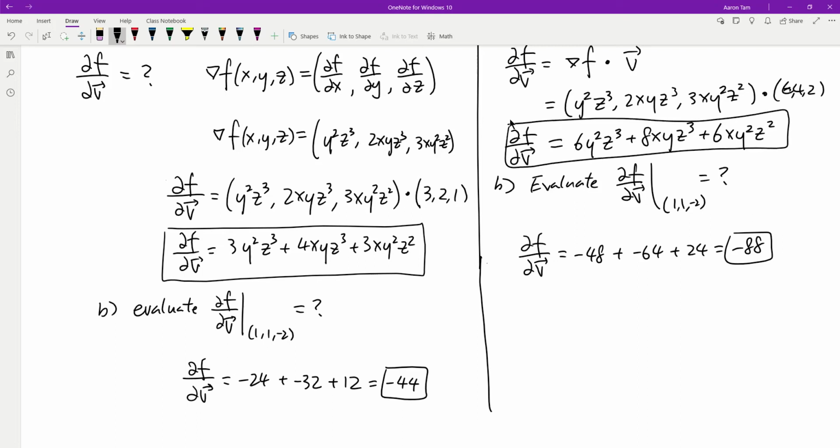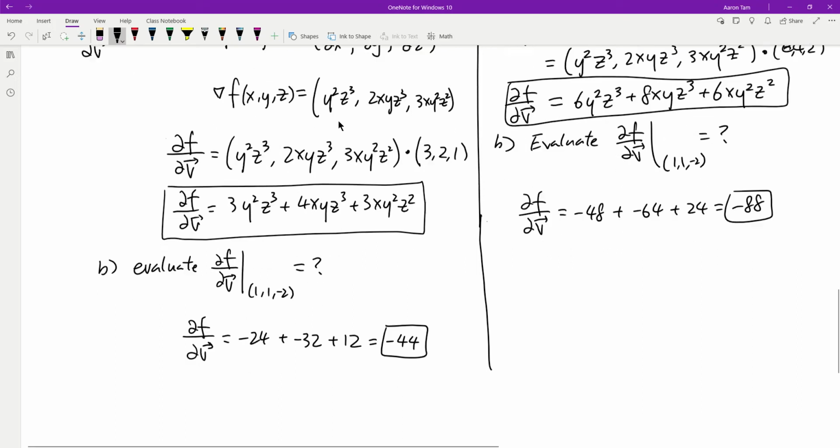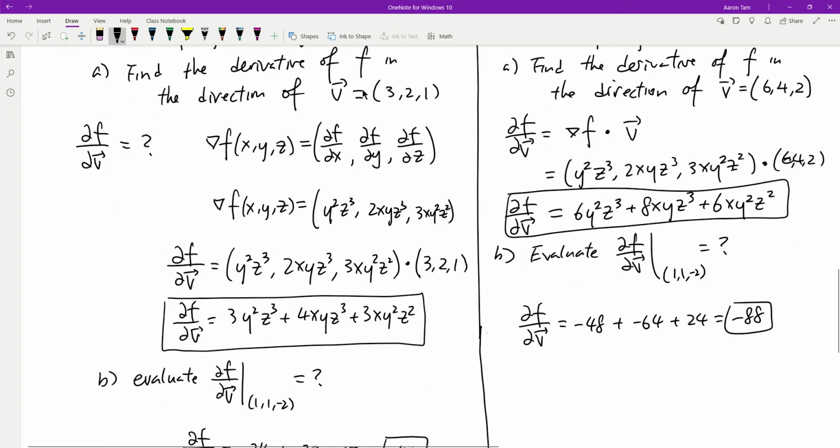Now, notice the reason why I did these two examples side by side, because I want you to understand that the way we define this derivative with respect to a given direction has a fundamental flaw in it. And that flaw is that even though both v are the same direction, because they have a different magnitude, it changes our derivative as well as the value that we got from the derivative. And that is a problem.